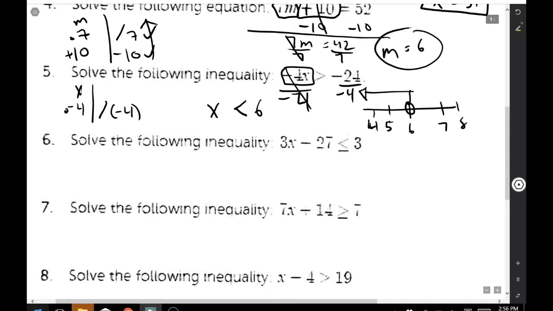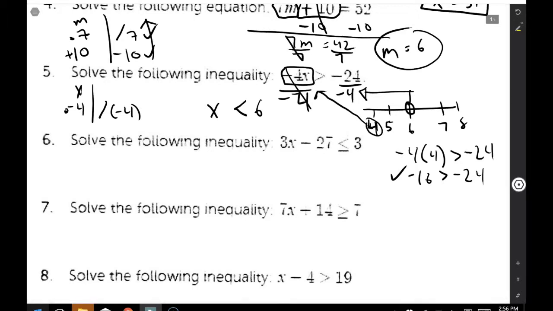And how do you check? Well, we can actually pick a number underneath this number line. So let's do 4. I can actually put in 4 right there. So negative 4 times 4 is greater than negative 24. Well, negative 4 times 4 is negative 16. Negative 16 is greater than negative 24 because we're dealing with negatives, so that checks off.